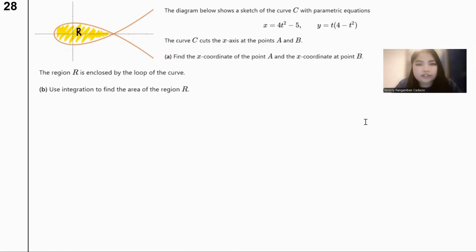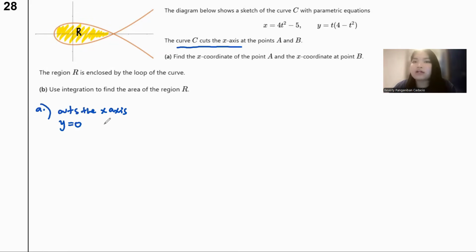Now let's go to number 28. The diagram below shows a sketch of the curve with parametric equations. So we have parametric equations here. That's why you have two equations, x and y, and then they are using the variable t here. And therefore, it's actually the same thing as what we did earlier, because for letter A, it says curve C cuts the x-axis. So for you to get A and B, you can just take note that if it cuts the x-axis, you know once again that y will be equal to 0.